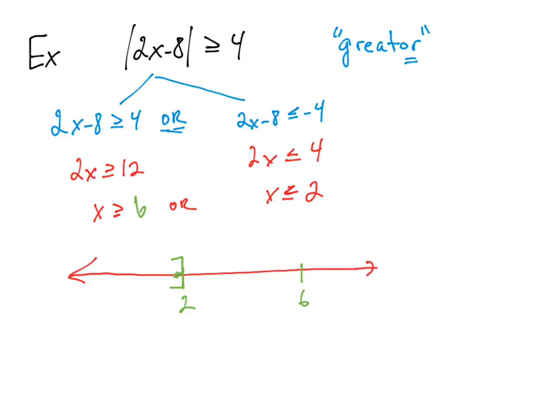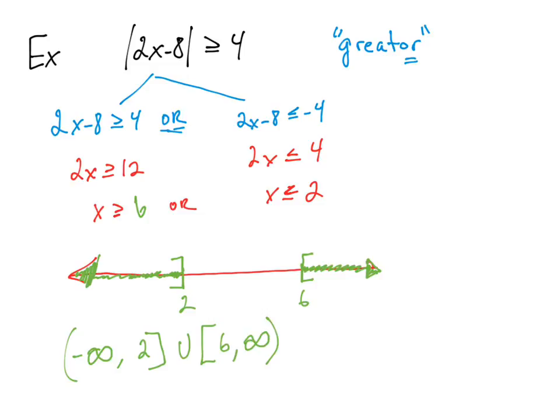So we're going to have less than or equal to 2, and then greater than or equal to 6. And then writing this in interval notation, we're going to say negative infinity to 2, union 6 to infinity. And that'll do it.